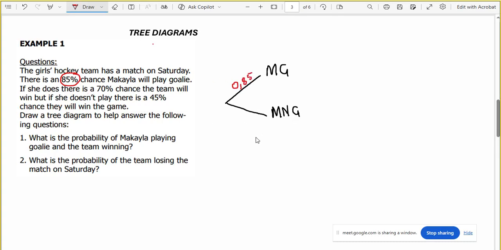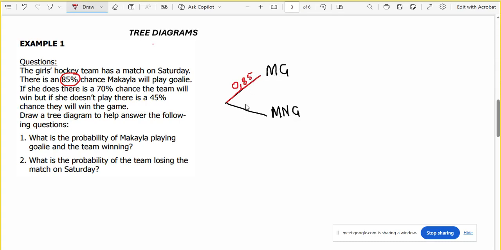Okay. So remember we talked about the probability being 1 in total. So if Michaela playing goalie is 85%, what is Michaela not playing goalie? What is the probability that she will not play goalie? If she doesn't, there'll be a 45% chance. No, the 45% chance is if she doesn't play, the team will win. Is it the 70%? No. Look at this. The first one is 85% chance that Michaela will play goalie.